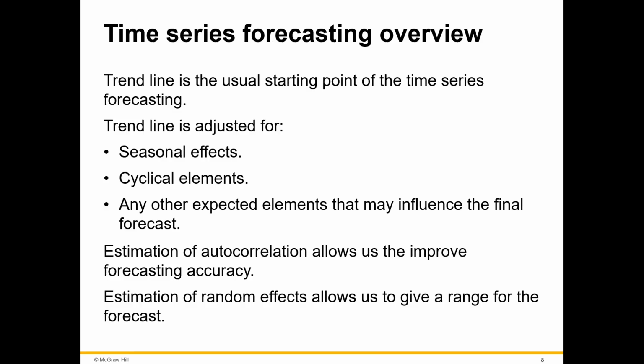Another expected element that may influence the final forecast, we have things like autocorrelation, which allows us to improve the forecasting accuracy. Autocorrelation just means that our forecast is tightly related to something else. And estimation of a random effect shows us to give a range of the forecast. So random effects has to do with the errors that we're going to see. Okay.